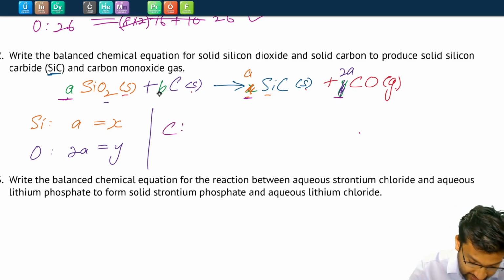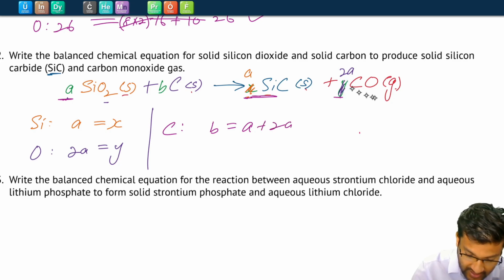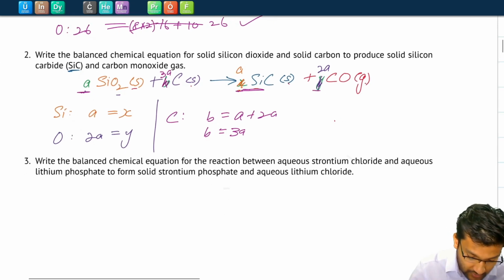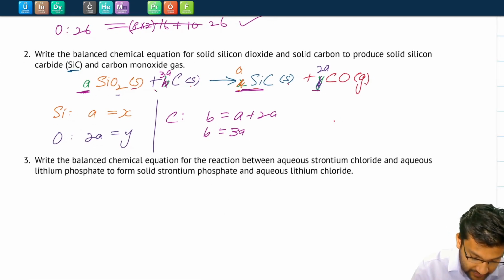Okay, so let's look at carbon now. On the left-hand side, there's B number of carbons, and on the right-hand side, there's A number of carbons from the silicon carbide, plus 2A number of carbons from the carbon monoxide. So B then should be equal to A plus 2A, or 3A, so we take B and we change it into 3A.